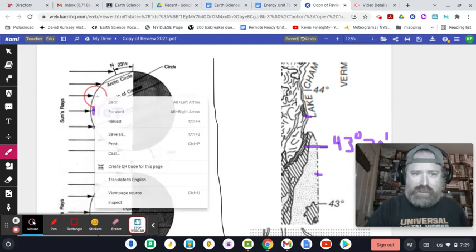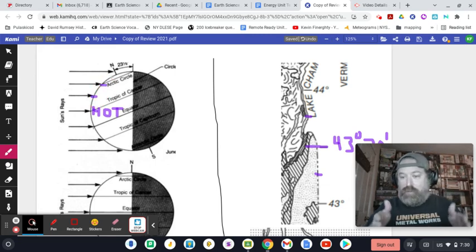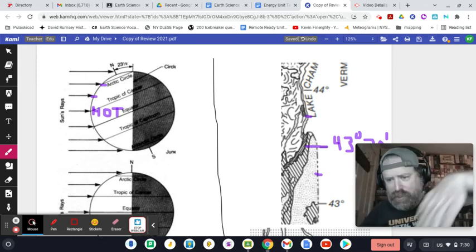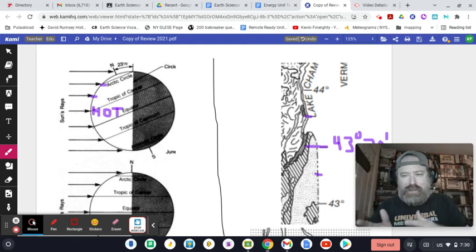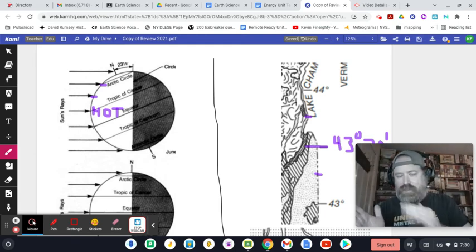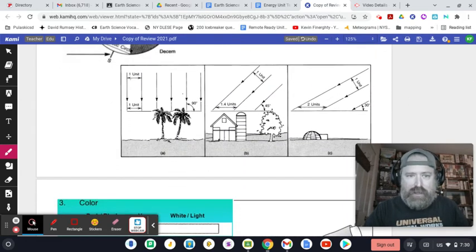As that angle gets lower and lower and lower, the energy gets more spread out per unit area. I think we did a thing with a flashlight shining straight down versus one shining at an angle. So whatever that angle is, it either more efficiently at a high angle gives you energy or less efficiently at a low angle. So this little diagram right here kind of shows us that if we've got this incoming solar radiation, if it's directly overhead, that's going to be your hottest.